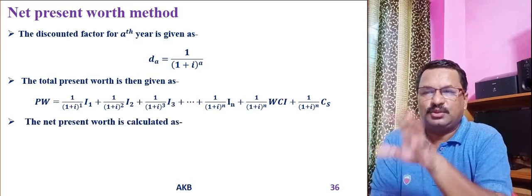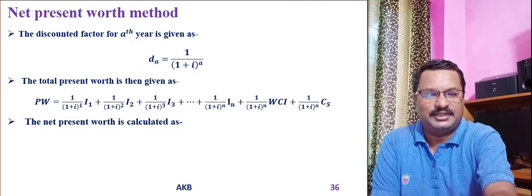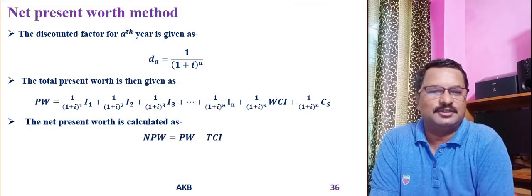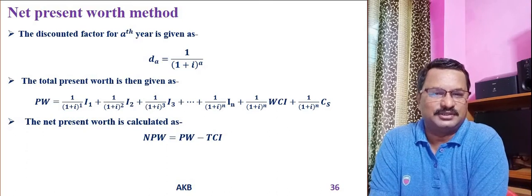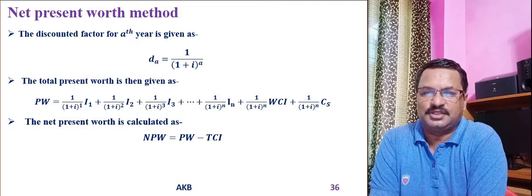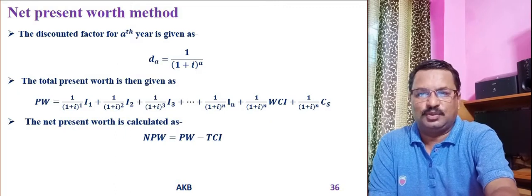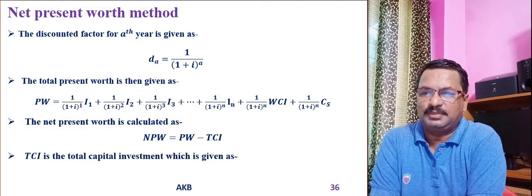Then once you get the total present worth of the project, the net present worth will be obtained by subtracting the total capital investment from the total present worth. That is why you have this equation: NPW, net present worth, is equal to present worth minus total capital investment. And you already know how to calculate the total capital investment.